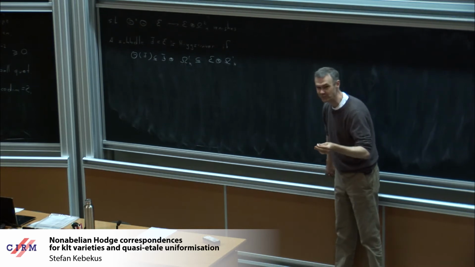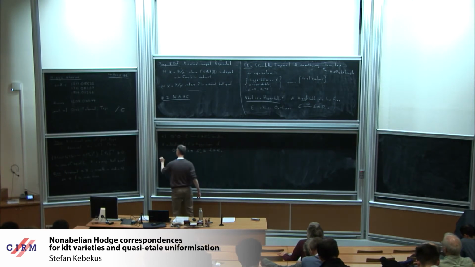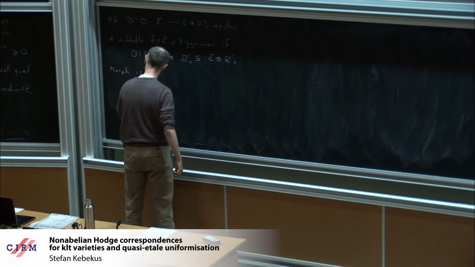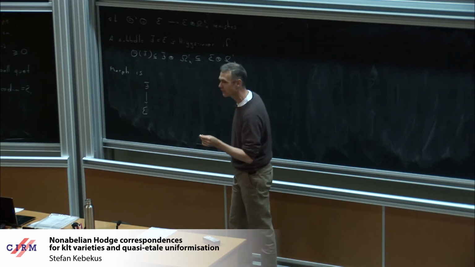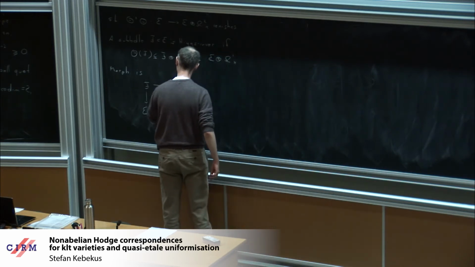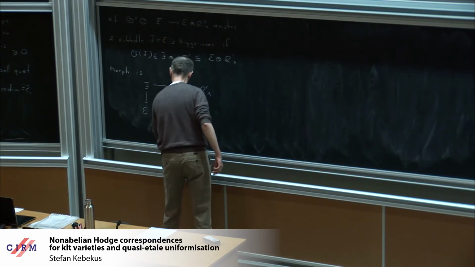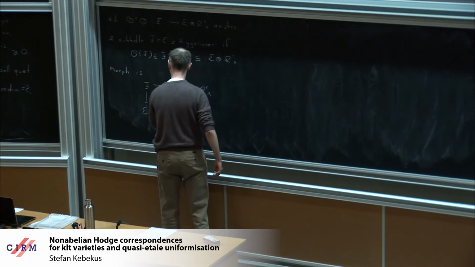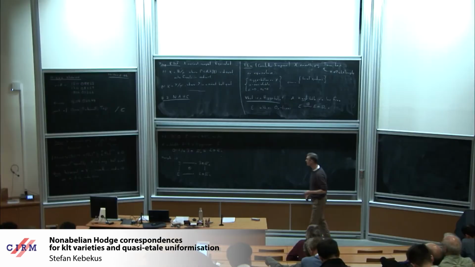And a morphism of Higgs bundles, I'm talking about categories here, is what you think it should be. So you have your one Higgs bundle F, you have a Higgs bundle E. When do you call this a morphism? Of course, here you have the Higgs field, and here you have the Higgs field. And you want this to be a commutative diagram. So this is all there is to it.